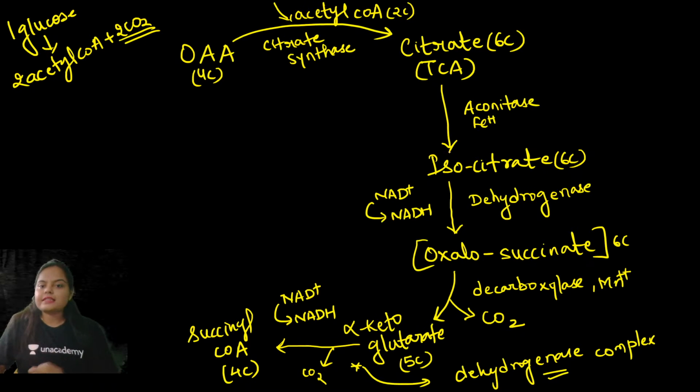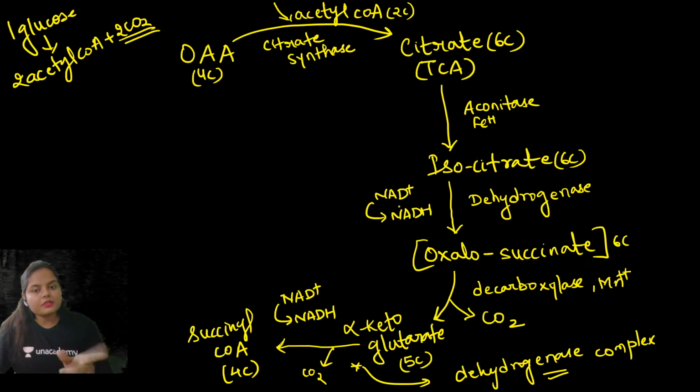Now this citric acid gets converted into its isomeric form, which is isocitrate, again a 6-carbon compound. This isocitrate undergoes the process of oxidation in the presence of NAD, because NAD will be acting as the hydrogen electron carrier. The enzyme is dehydrogenase. This dehydrogenase is very famous whenever we discuss the redox reaction.